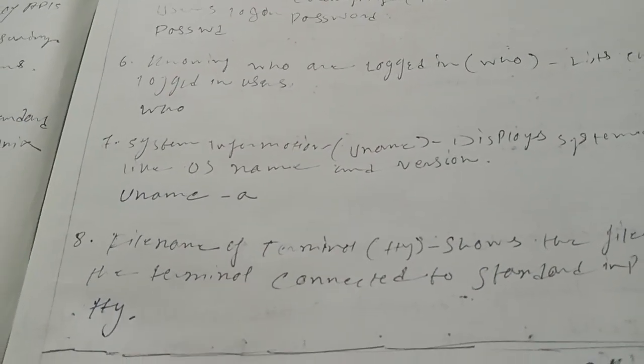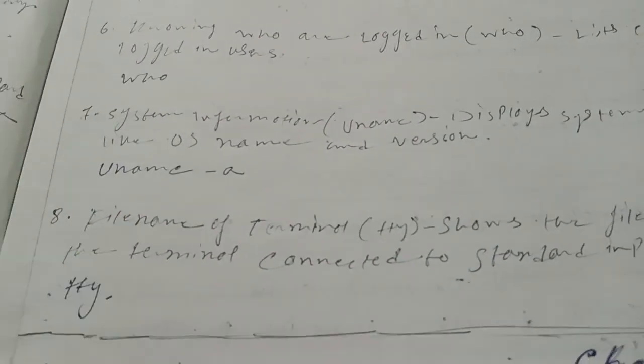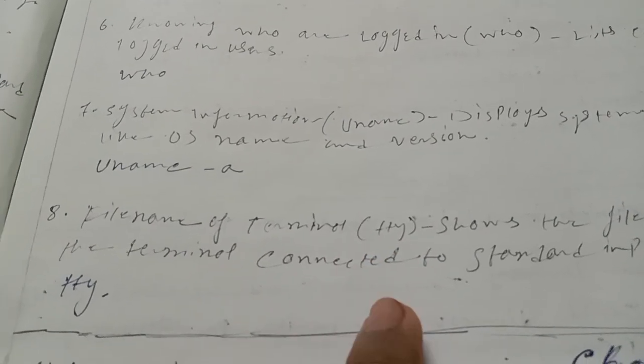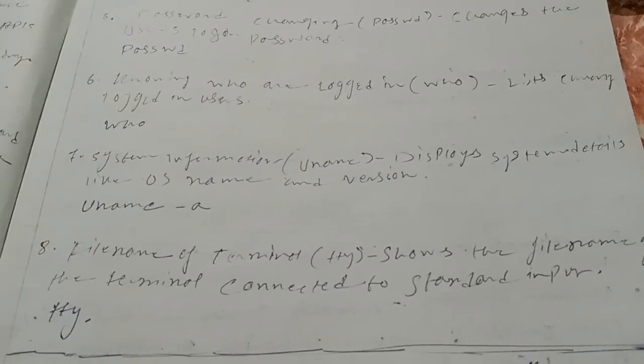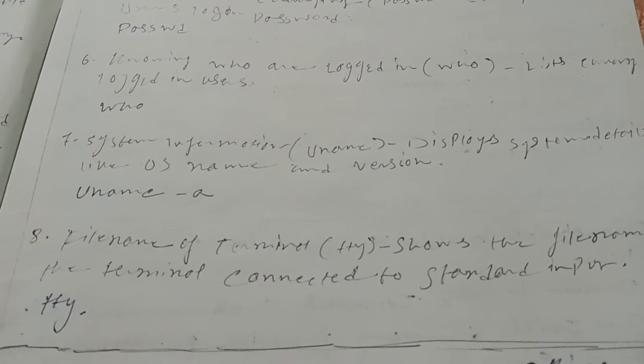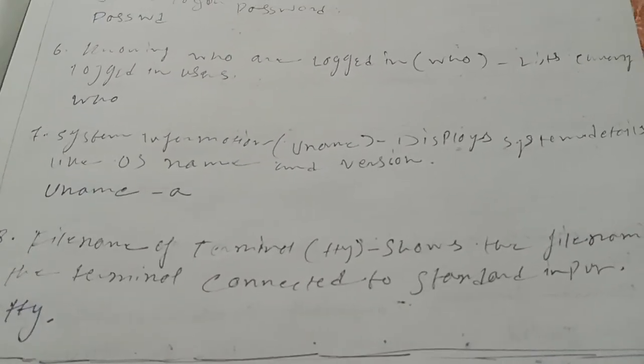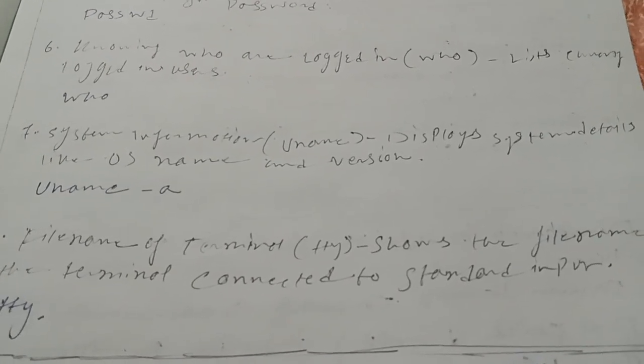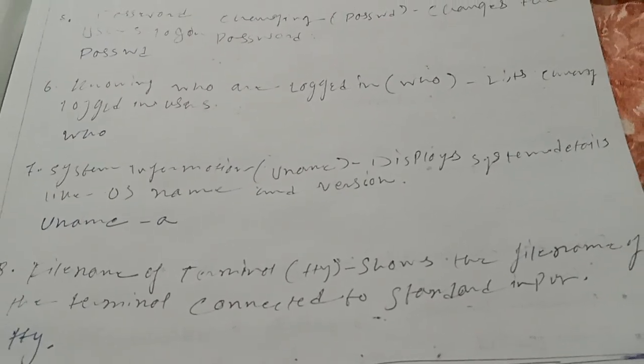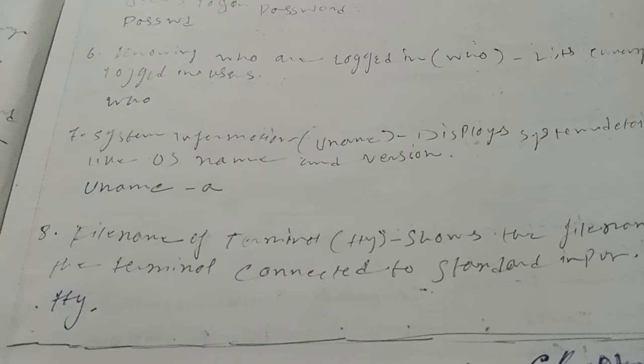Then the final thing, the file name of the terminal will be displayed using the tty command. Tty shows the file name of the terminal connected to the standard input. The syntax is tty. Press enter and you will be able to see the file name of the terminal connected to the standard input.